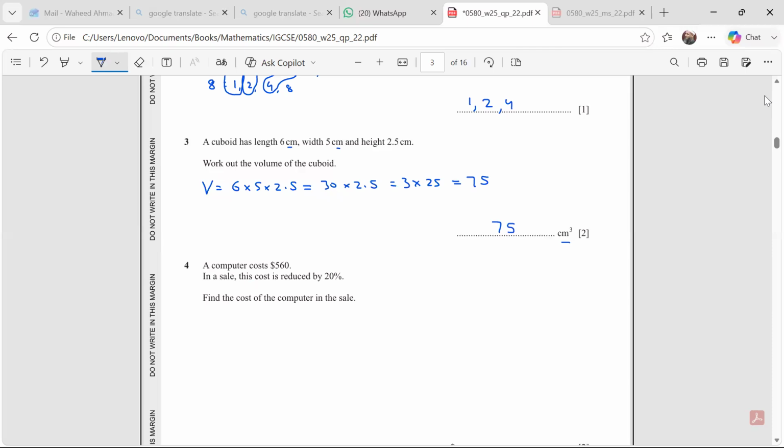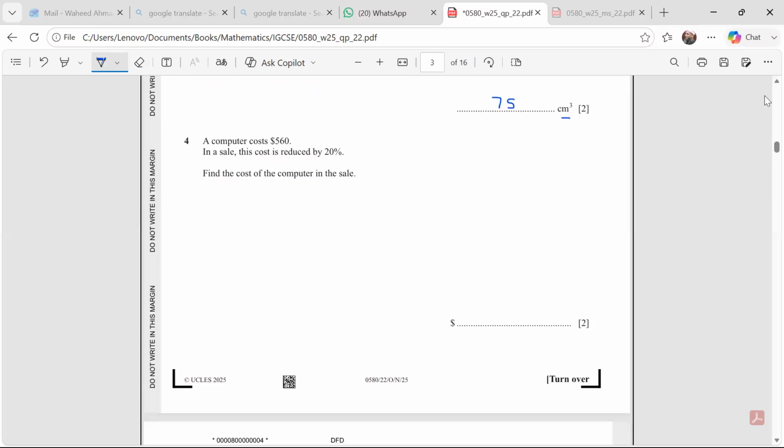Okay? Okay, a computer cost $560. In a sale, this cost is reduced by 20%. Okay, so how much is the reduction? The reduction in price, it is 20% off 560. So 20% means 20 over 100 of 560, right? So one zero cancels with one zero, and the other zero cancels with this zero. So I have 56 times 2.